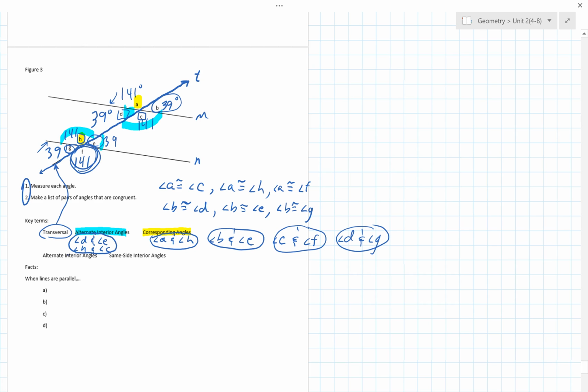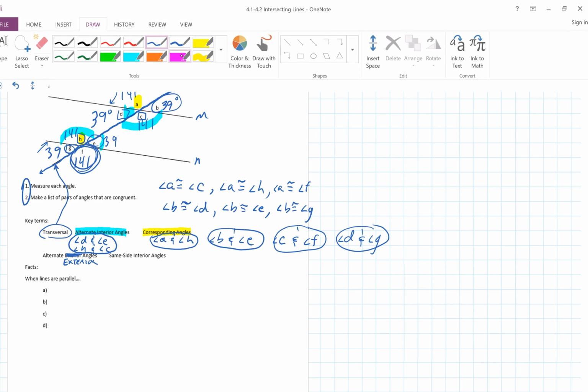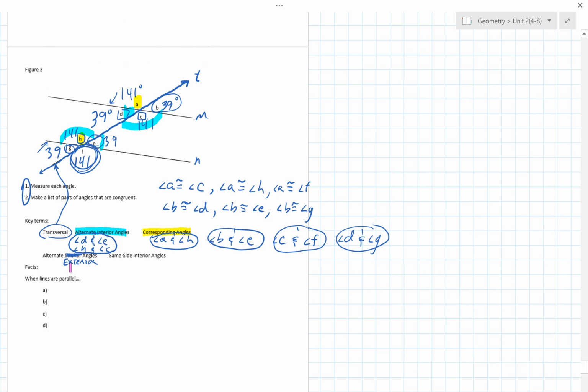Definition, that's actually, let's see, I listed alternate interior twice. That should say alternate exterior. You probably already have that corrected on your worksheet, so that should say alternate exterior, just in case. So alternate exterior angles, there are two pairs of those. We're looking for angles that are on opposite sides of the transversal, but outside of lines M and N. So I'm going to use this pink highlighter. So alternate exterior angles.